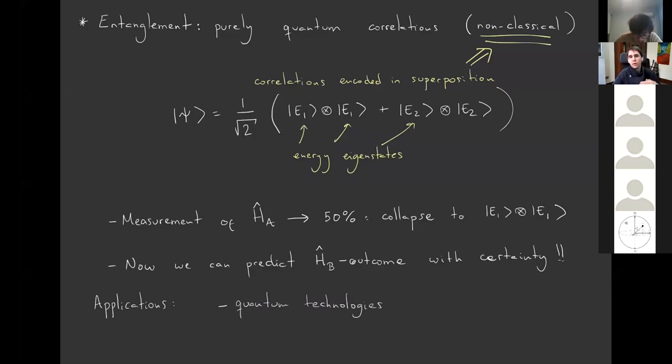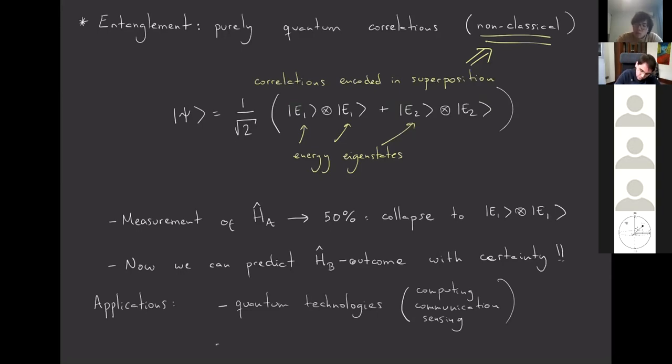So in particular, if we now know how to create correlations that go beyond what can be done classically, we can exploit these correlations for technologies such as quantum computing or quantum communication. So secure quantum communication, in which China is essentially the leading country. And quantum sensing. All these quantum technologies are based, roughly, on the superposition principle and especially on entanglement.